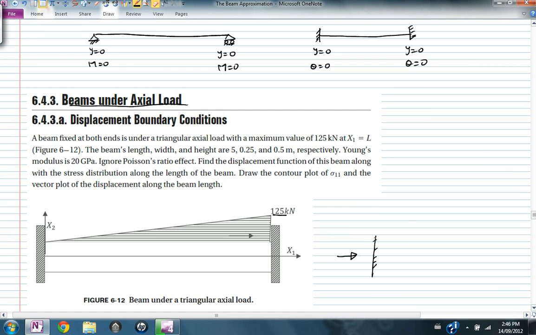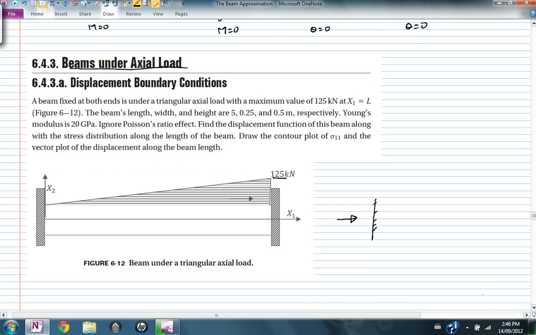Whenever I have a triangular load, I have to find an equation for that load because I'm solving a differential equation, so I'd like to have equations for that distributed load. The equation is going to be as follows. When x1 is 0, this load is 0, and when x1 is L, the load is 125. So the equation for the distributed load, let's say Q or P, is equal to 125 in the positive direction multiplied by x1 over L. When x1 is 0, I get 0. When x1 is L, I get 125. So this is the equation for the distributed load.